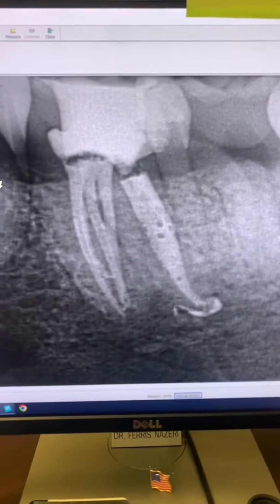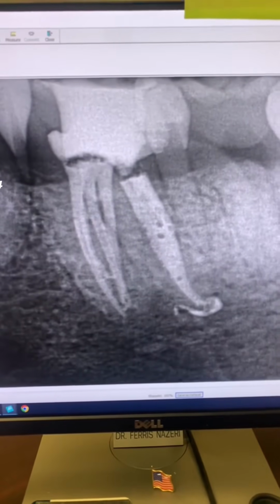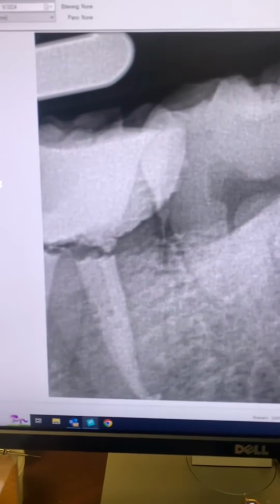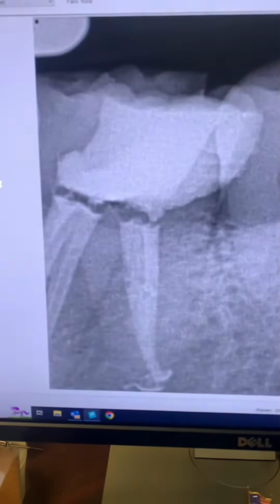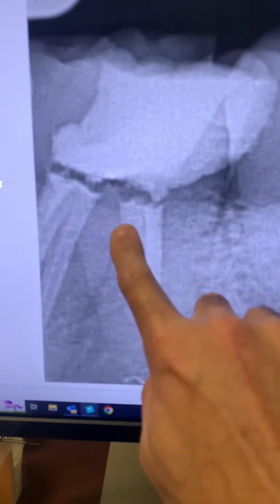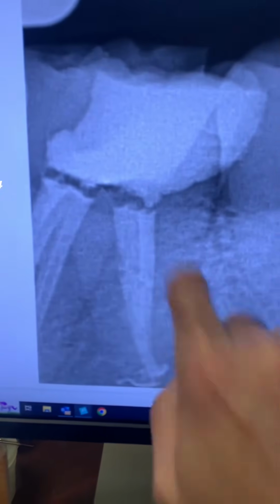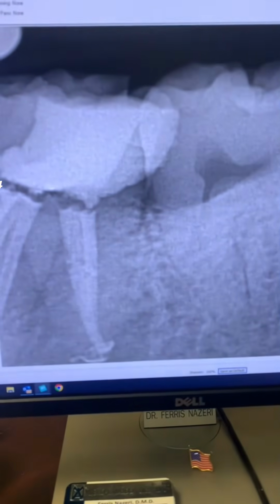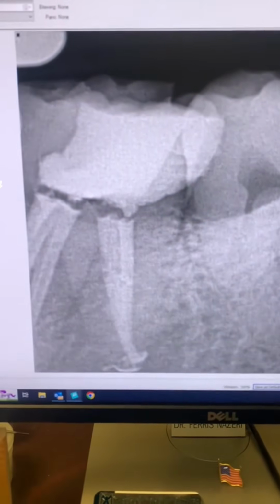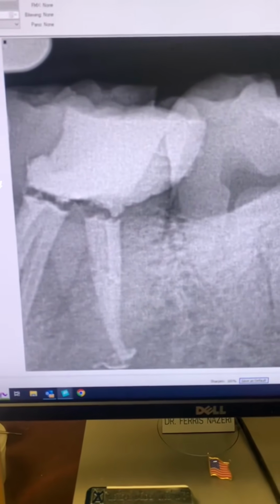Let me show you now the 3 distal canals. And here it is. 1, 2, 3. 3 mesial canals and 3 distal canals.